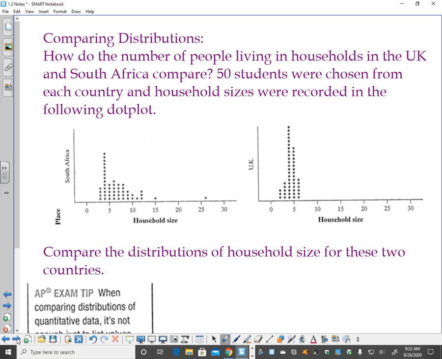Now this is a very, very powerful word: compare the distributions of the household size for these 2 countries. I would say in the last couple of years on the AP exam, absolutely, there's one of these. They give you the 2 distributions. It may not be a dot plot, it may be in some other form, and they ask you to compare.